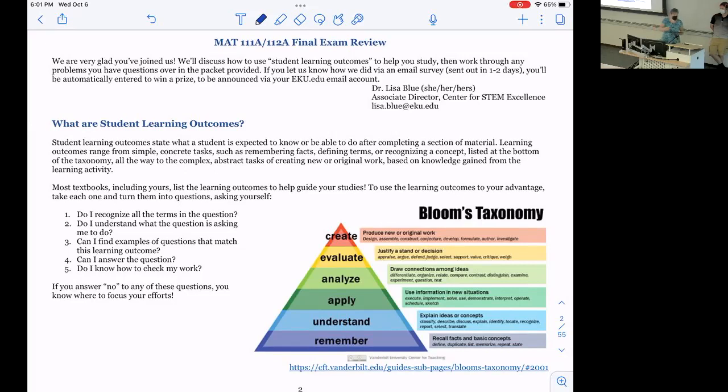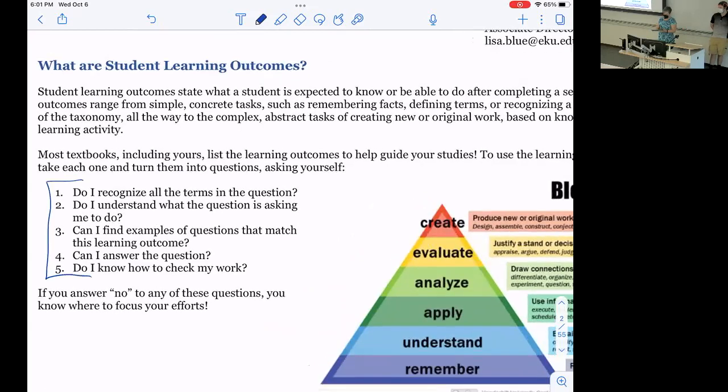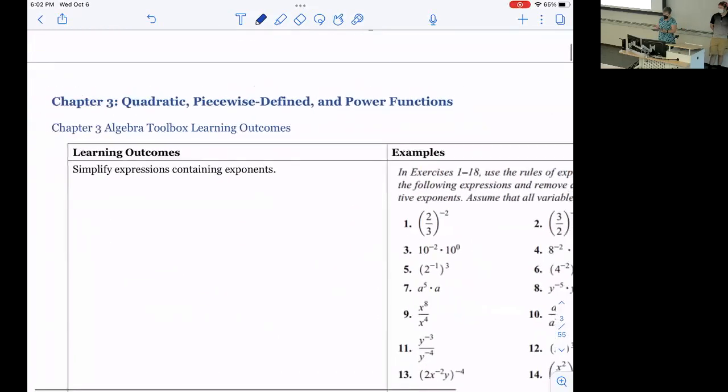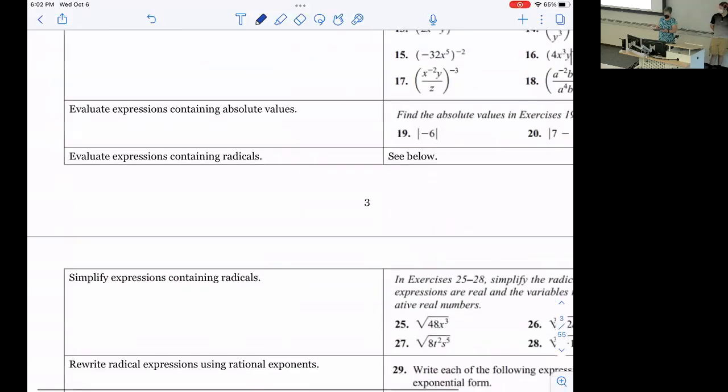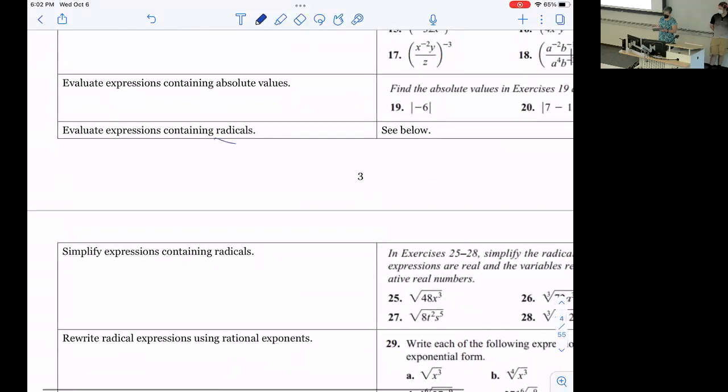Whenever you're working through these learning outcomes, it's really important to go through these steps and ask yourself, if I have a learning outcome, do I recognize all terms in the question? If we look at our first learning outcome from the Chapter 3 Algebra Toolbox, it says simplify expressions containing exponents. We know those terms, but what if we come down to something like, what's a radical? Maybe you don't remember what a radical is. Make sure you define all the terms before you attempt any work.